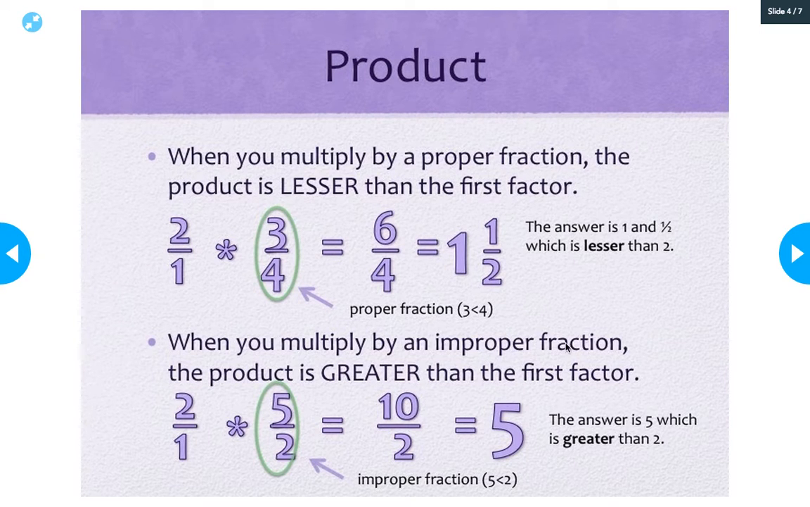When I multiply by an improper fraction, like 5 over 2, my product is going to be greater than my first factor. So the answer is going to be bigger than the first factor.